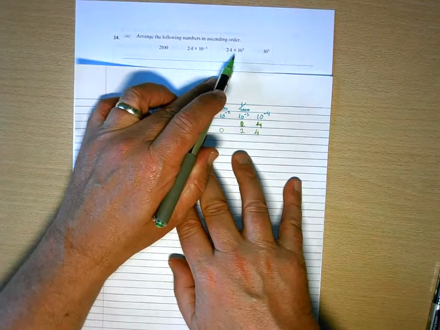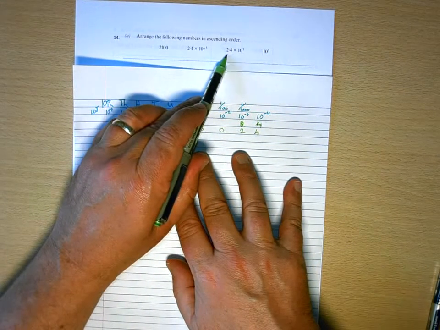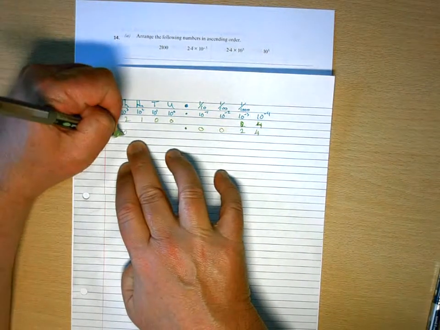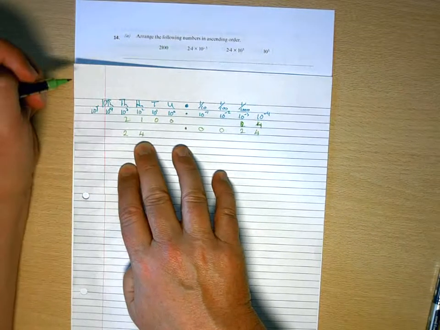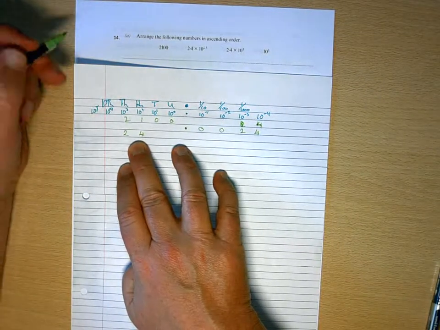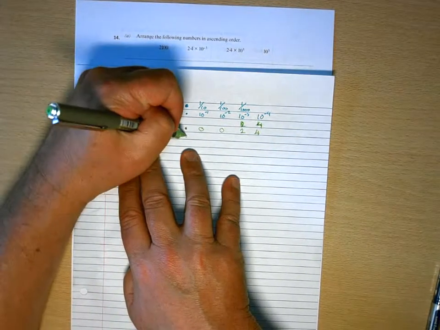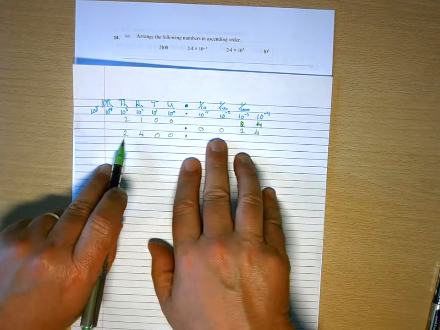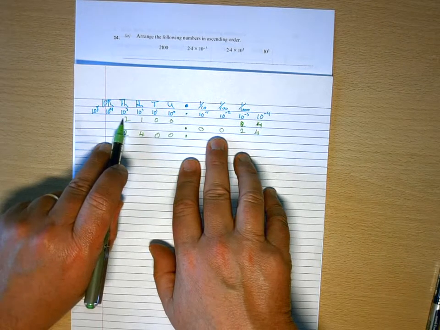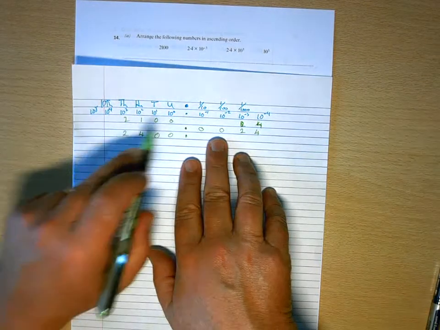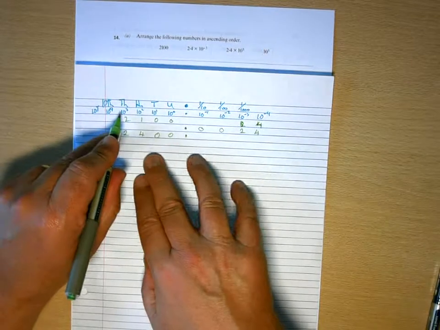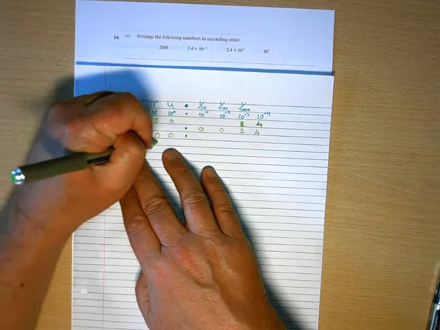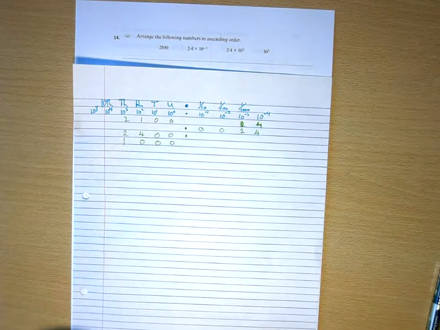Then we've got 2.4 times 10 to the 3. So the 2 is linked to the times 10 to the 3. And then 4, so that's our 2.4, and then we fill in the gaps with zeros. So that number is a lot bigger than that number, and is also bigger than that number. There's 10 to the 3, and we've got one of them, so it would look like that.